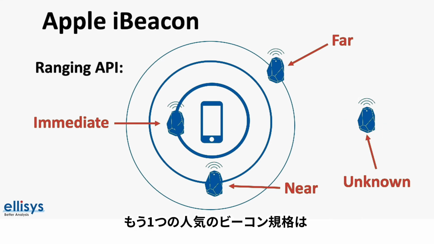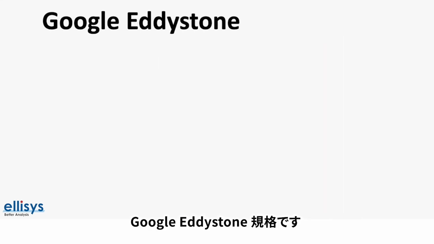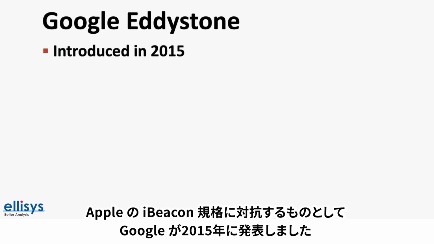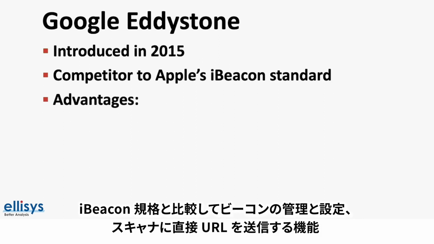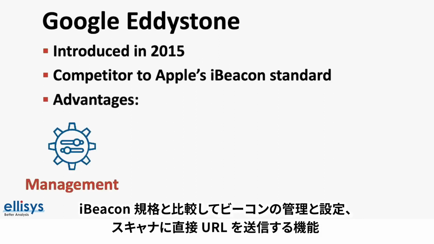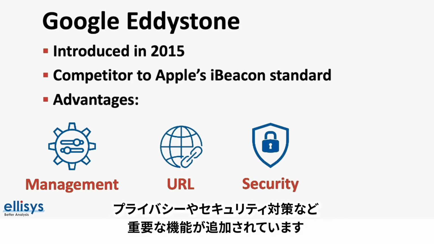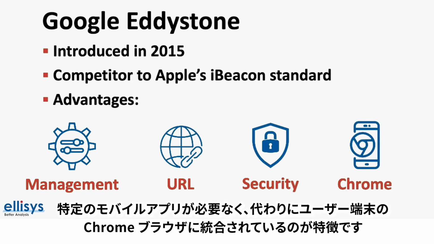The other popular beacon standard is the Google Eddystone standard. This was introduced in 2015 by Google as a competitor to Apple's iBeacon standard. It added some significant enhancements compared to iBeacon standard, including beacon management and configuration, the ability to directly send out a URL to a scanner, privacy and security measures, as well as the lack of need for a specific mobile app, and instead is integrated into the Chrome browser on the user's device.